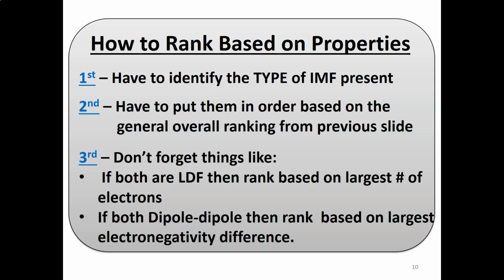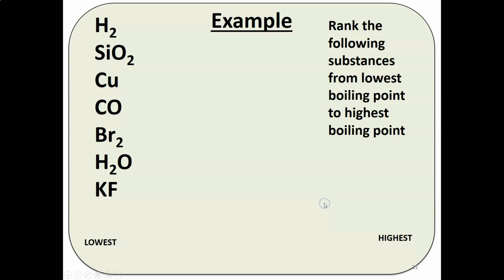So we're going to do an example. I'm going to give you a bunch of compounds. You're going to try to identify what type of force is present, and then you're going to try to rank them from lowest to highest boiling point. Remember that the boiling point will increase as the IMFs increase. So write down these examples, and then we'll start to go through and identify them.